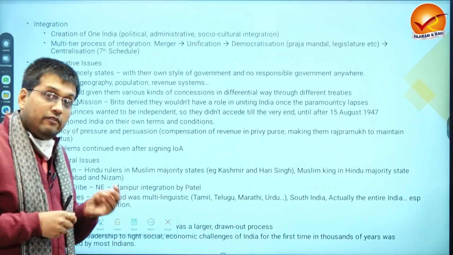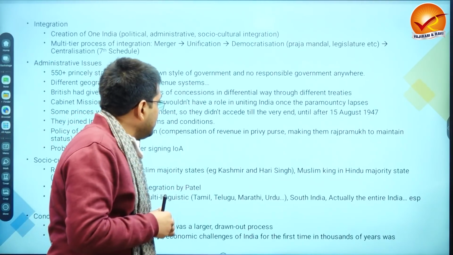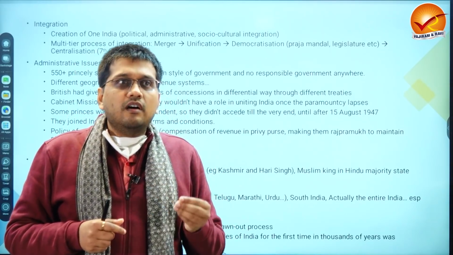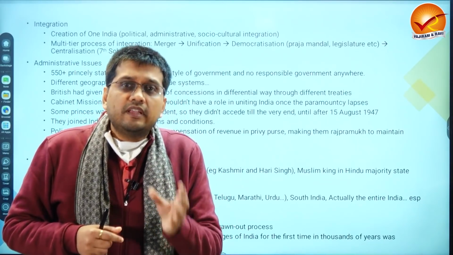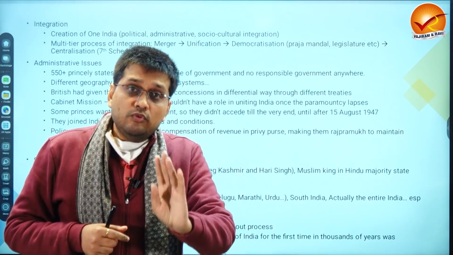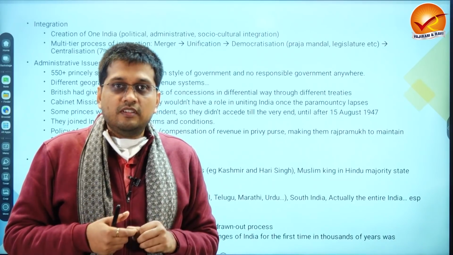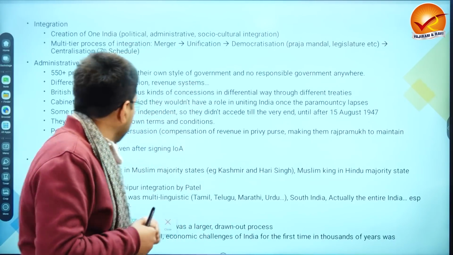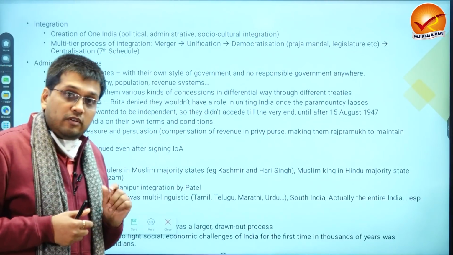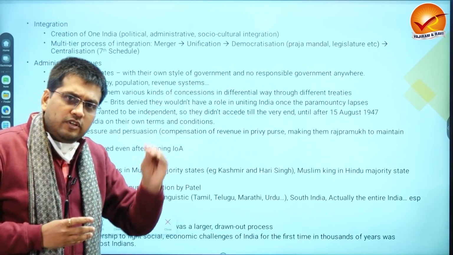We have a very famous book by V.P. Menon on that. The policy of pressure and persuasion. So in persuasion, various kinds of incentives were given, like privy purses, making them Raja Pramukh of their own or some other state, so that they can carry their status. So all these things were done. And finally, the problems continued even after signing the instrument of accession, till the time the states were reorganized. So these are administrative issues.